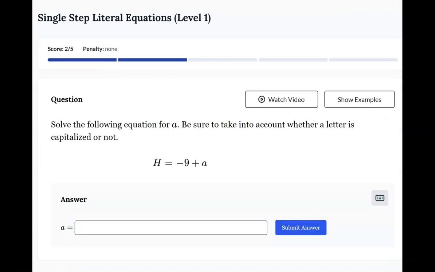Again, look for the letter they want you to solve for and perform the inverse operation of anything on the same side as that letter. It should cancel out on one side and leave you with some algebra statement on the other. So we're going to get h plus 9 is equal to lowercase a.